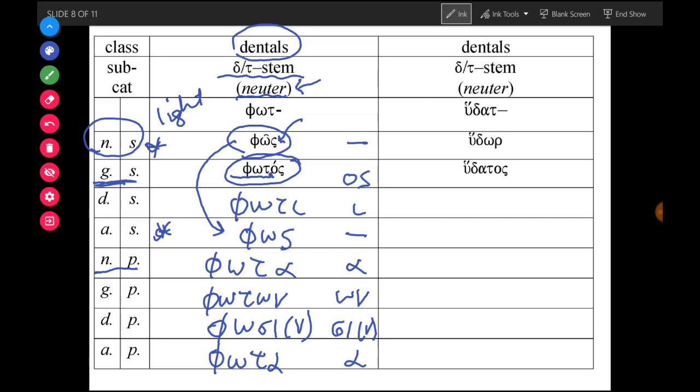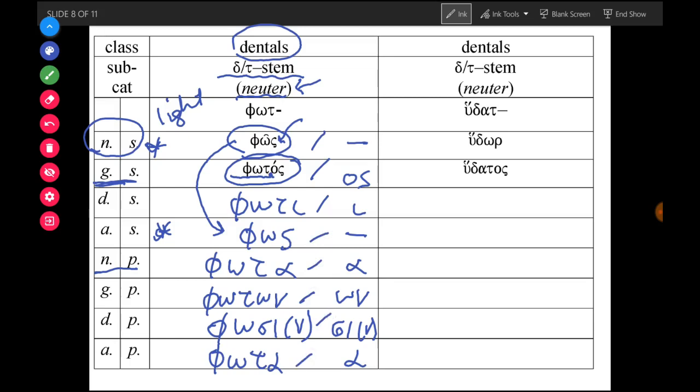So let's say the forms for the word light, phos, in Greek, starting with the nominative singular. It's phos, photos, photi, phos, phota, photon, phosin, phota.